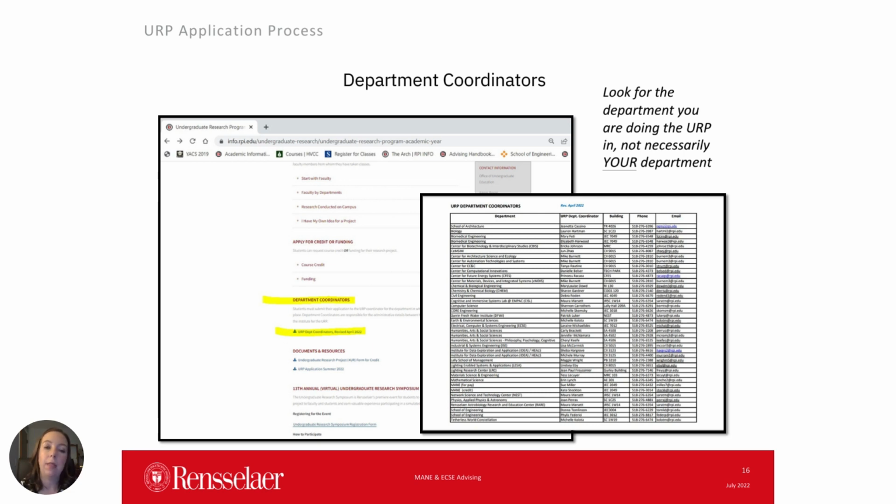And then there's also, like I said, biomed and ECSE. Those people are also listed so you can find them. If you're going to be doing the URP with a faculty member that is not a Maine faculty member, you want to make sure you know who to turn your forms into because it's not Maine. If you're doing URP for a faculty that only teaches in the biomed department, for example, you're going to submit your forms to the department coordinator for biomed.